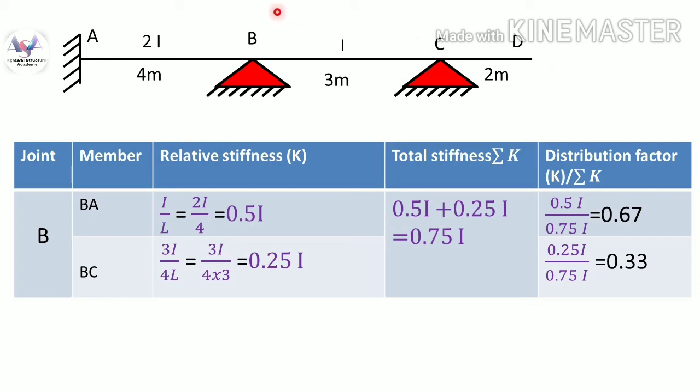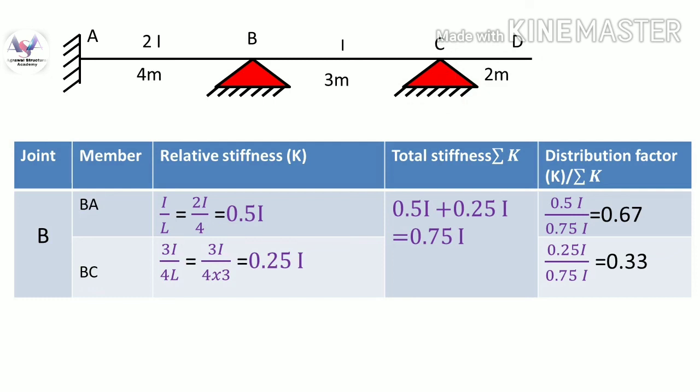So we have to calculate only for what? The inner support. Always we have to calculate the distribution factor for the inner support. What is here? The joint B. So the joint B is here. Members are B to A and B to C. So B to A, B is the near end and A is the far end. So the far end is fixed. That is why it is I by L. And here B to C, C is what? It's simply supported. Though there is an overhang, this is a simply supported or roller support.